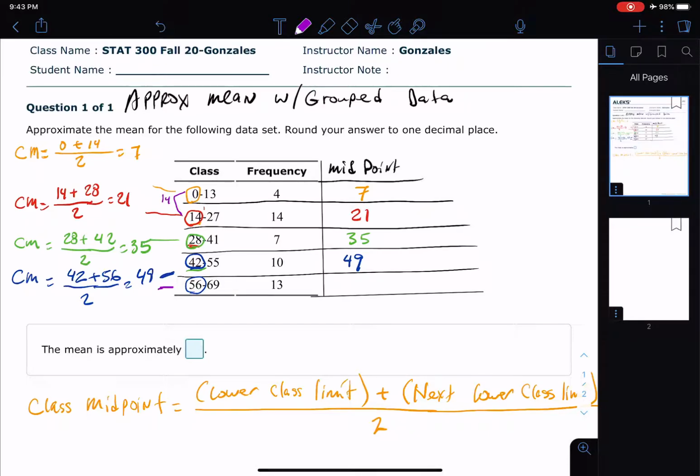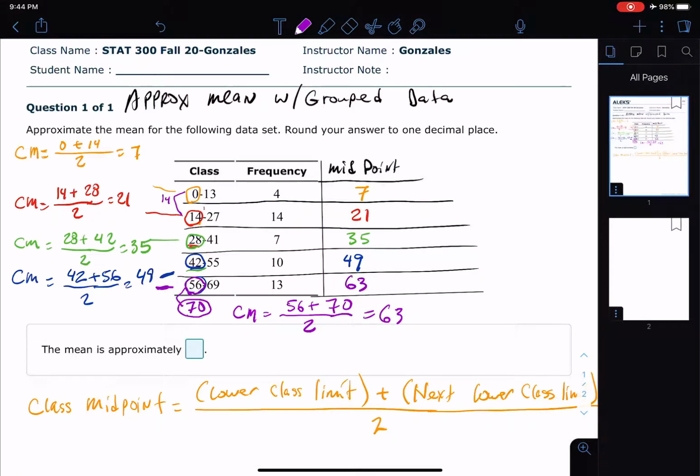So then if we want the next one, we'd have to add 14 to it. So 56 plus 14 is 70. So that's the lower class limit of the next class, which we don't have. So now we can calculate this class midpoint for this last class. We can do that by taking the lower class limit of the class we're looking for, 56, plus the next lower class limit. We had to kind of manufacture that. That's going to be 70. And then divide by 2. 56 plus 70 divided by 2 is 63.